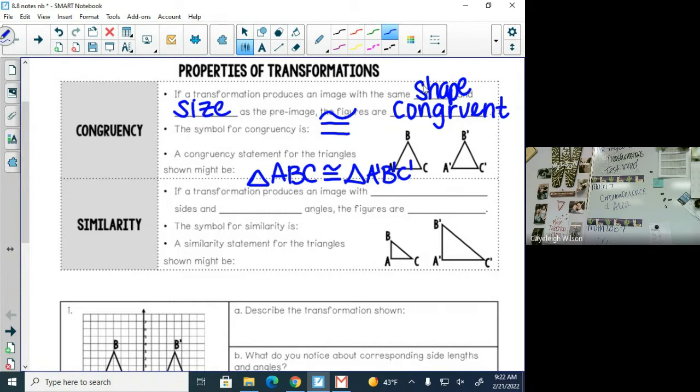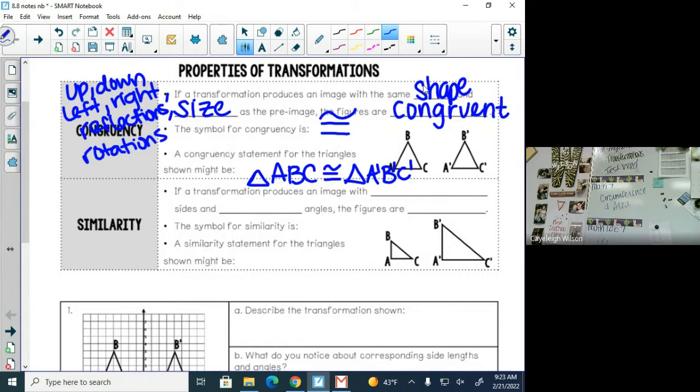All right, so basically congruent is going to be our up, down, left, right, our reflections, and our rotations. The size and shape are still the same with those. Now, when it does change the size or shape, that's when they're no longer congruent. And that's when they're called similar.